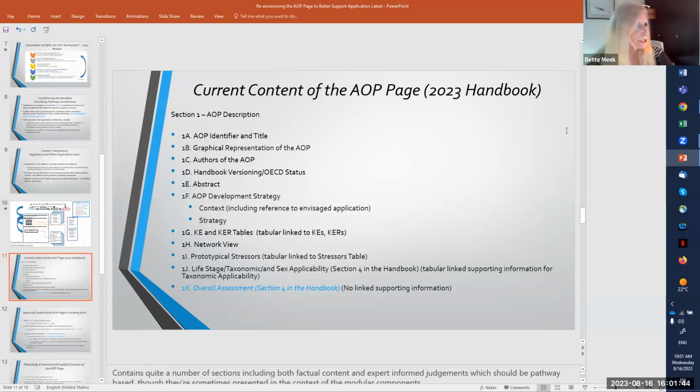So you can see this combination of factual content, for example, the AOP identifier and title, the authors of the AOP, the handbook versioning, versus the graphical representations of the AOP and the network view, and then some more judgmental content, particularly for the overall assessment. So I think it's a question of how we overlay these kinds of judgments with the evidence tables, trying to automate the assimilation of the data for that purpose.